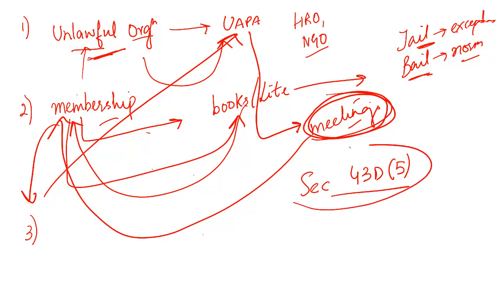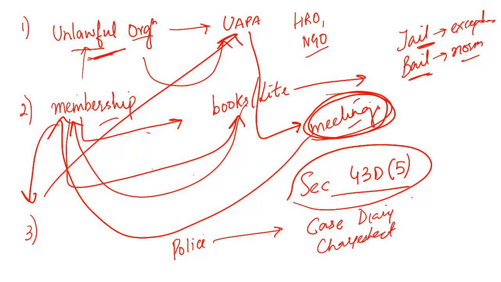But according to this section under UAPA, if the police is in a position to present before the court a case diary or a charge sheet, and through this case diary or charge sheet, prima facie, on the face of it, it is assumed that yes, I am guilty, then what can the court do? The court can refuse me bail. What am I trying to say?